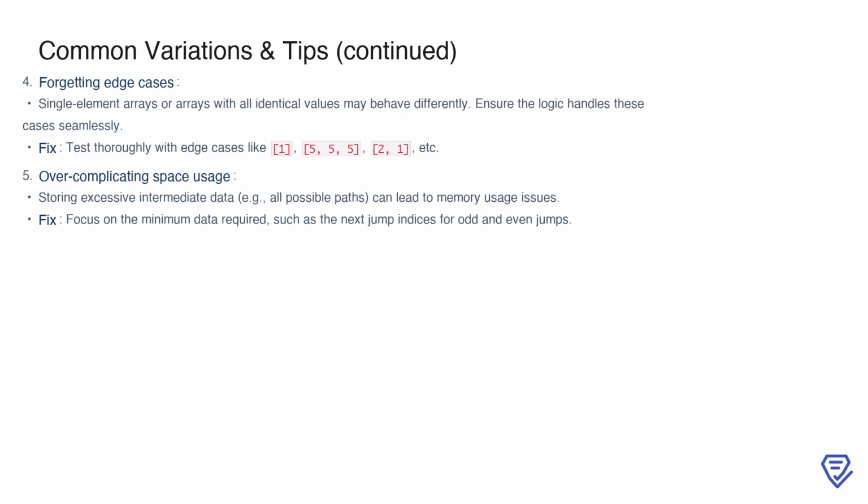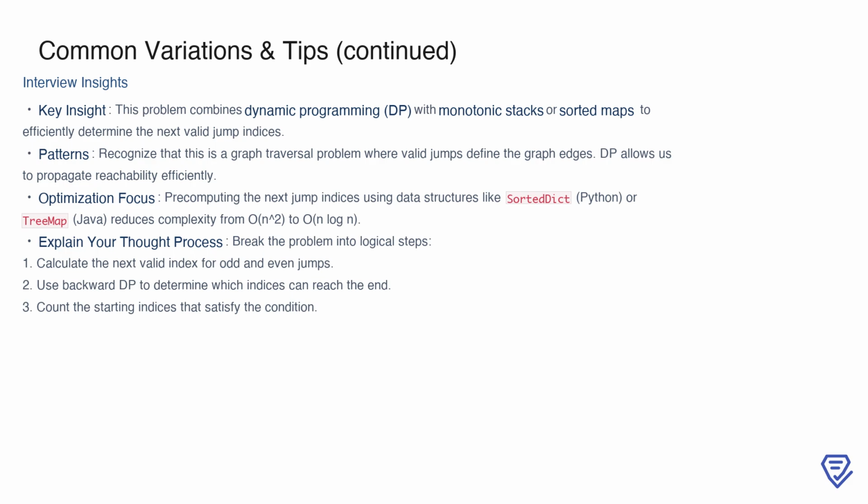Another common pitfall is overcomplicating space usage. Storing excessive intermediate data, like all possible paths for jumps, can lead to memory inefficiencies. Instead, streamline your solution by focusing only on the essential data, such as the next jump indices for odd and even jumps. By keeping your implementation lean and testing thoroughly, you can avoid these issues and create a more efficient and reliable solution. Understanding the deeper insights behind this problem can help you master it and explain your solution effectively during interviews.